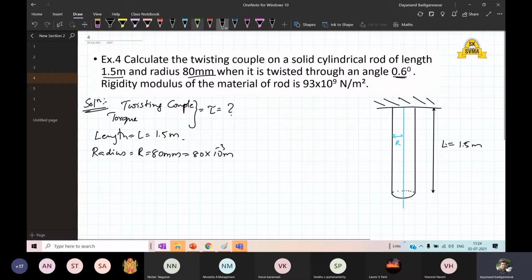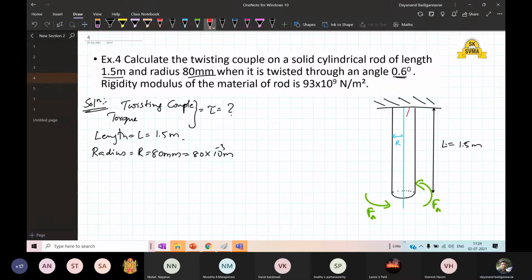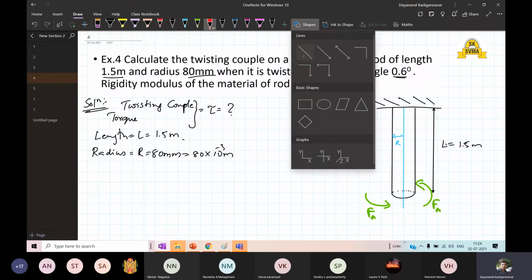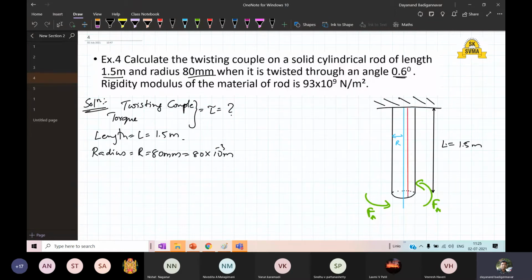Now for this I am applying a force couple. This is the direction of the couple. Let us assume this is the direction of the couple, F and F. It is twisting. So how much is it twisting? If I take a line here on this, it gets twisted by the couple.